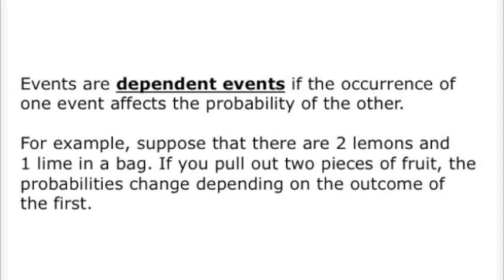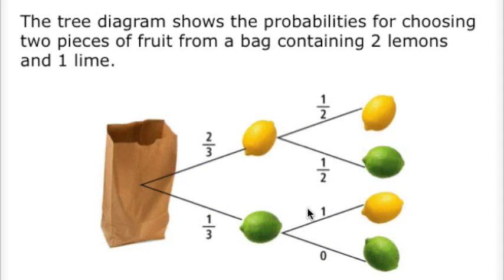Events are dependent if the occurrence of one event affects the probability of another. For example, suppose that there are 2 lemons and 1 lime in a bag. So we have 3 pieces of fruit in the bag. If you pull out 2 pieces of fruit, the probabilities change depending on the outcome of the first. Depending on what you pull out first, it's going to affect what you pull out second. The tree diagram shows the probability for choosing 2 pieces of fruit from a bag containing 2 lemons and 1 lime.